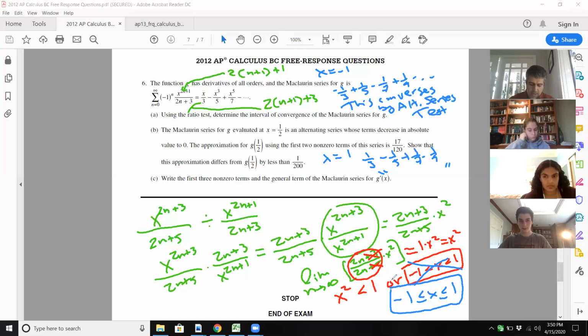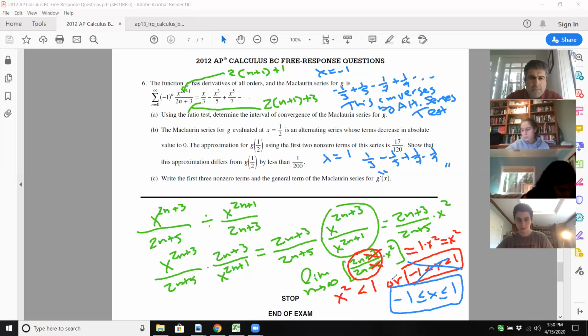Let's actually take a look at C. I kind of care about that a little bit more. You're asked to write the first 3 non-zero terms of the general term of the Maclaurin series of G prime of x. Okay, so let's do that. That one's actually pretty easy, but the general term's a little bit tougher.